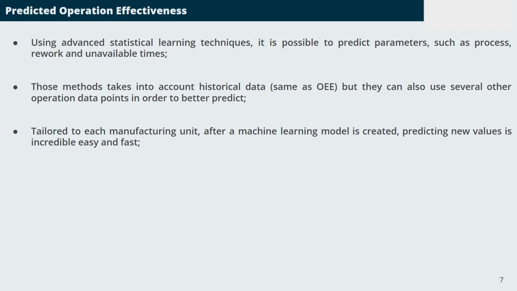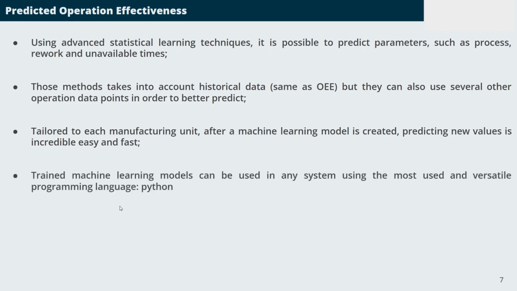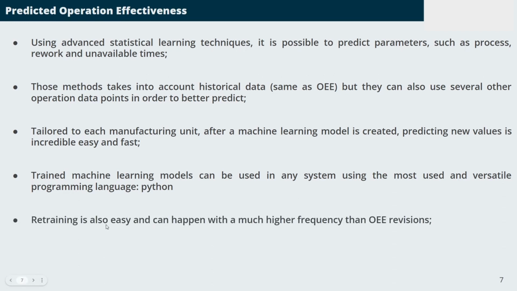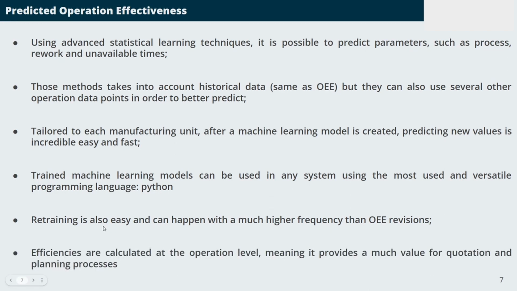After that is done, predicting new values is very fast. And because it's easy and fast, you can pretty much integrate that with ERPs, APS, CPQs, any other manufacturing system, even Excel files if you want to, for automated predictions. Retraining is also pretty simple. It's a push of a button. I can demonstrate that. And to me, that's the most important point: efficiencies are calculated or predicted at the operation level, meaning that it provides a much better value for the quotation and planning processes.